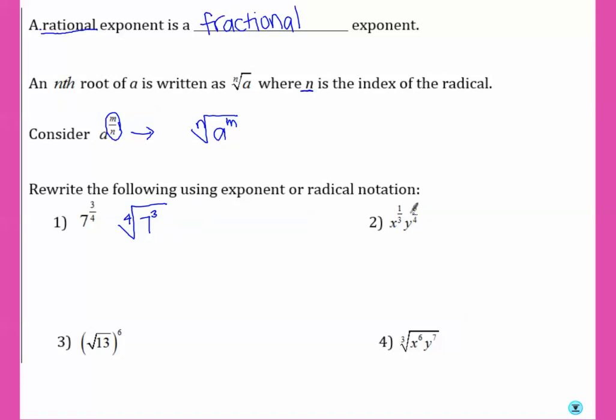We're going to come back to number 2. I'm going to do that one last. In number 3, we have the 6th power of the square root of 13. So even though our index isn't written there, we know that it's a 2 because it's a square root. So we have 13 to the 6 over 2 power. Can we simplify this fraction? Yes. So we're going to make it 13 to the third power.